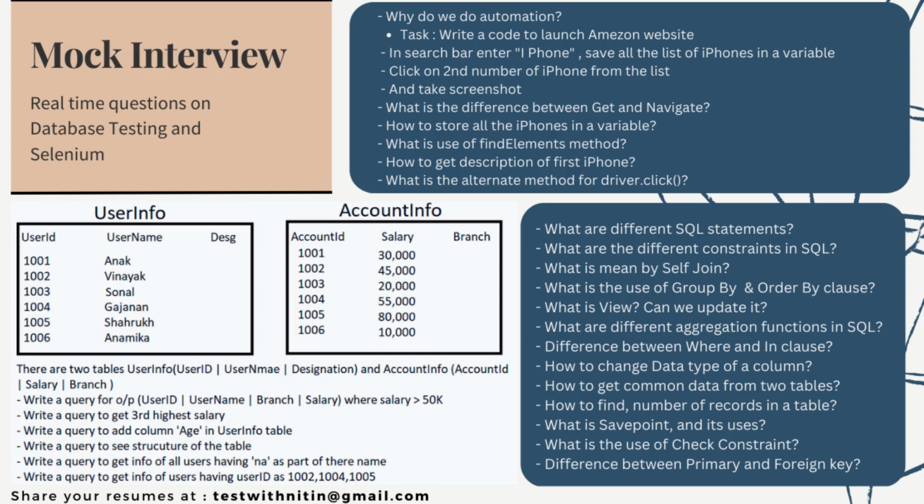Yes, sir. Now I want to get the records of the users whose name contains NA. It could be at the start, at the end, in the middle, it could be anywhere. But I want as the output all the users having NA in their name. How can we get that?